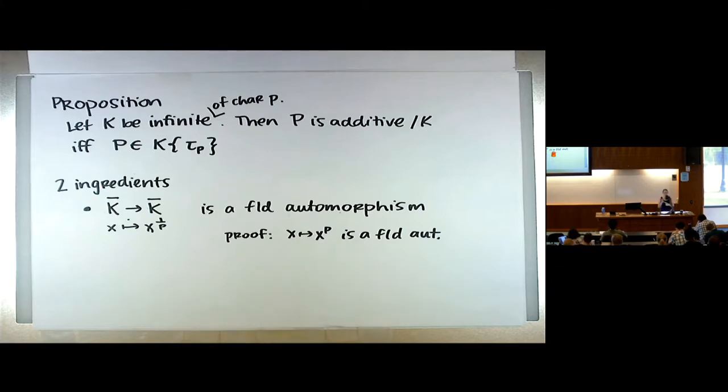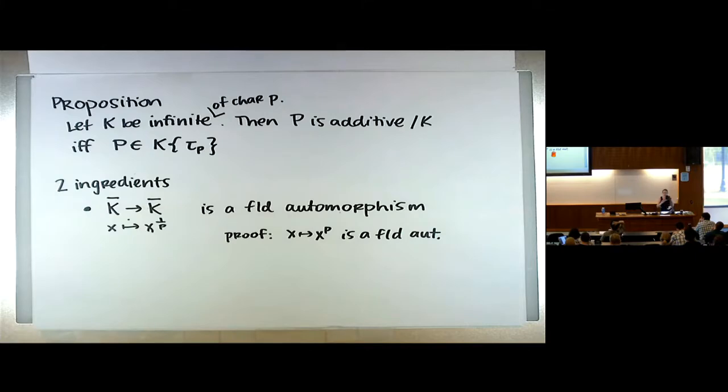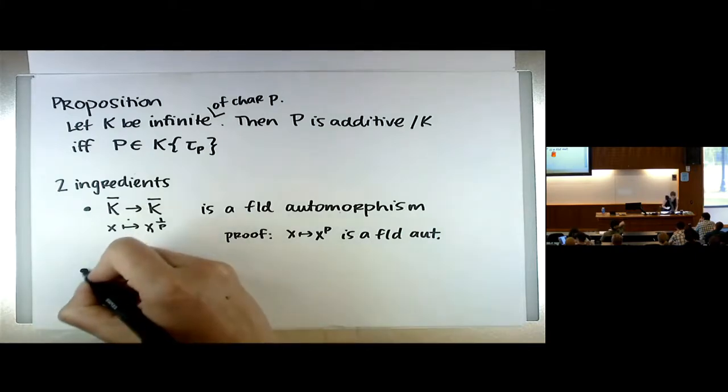Well, this respects multiplication because it's exponentiation. That would always happen. It respects addition because it's raising to the p. And so all you need to prove is that it's bijective. But you get the bijectivity from the fact that this is algebraically closed, so everything has a pth root. Okay, so I'm not going to say more about this.